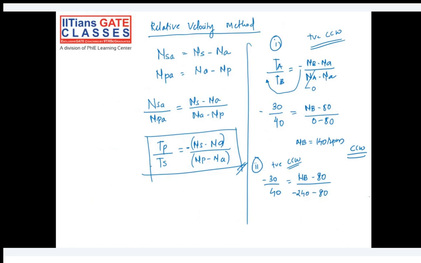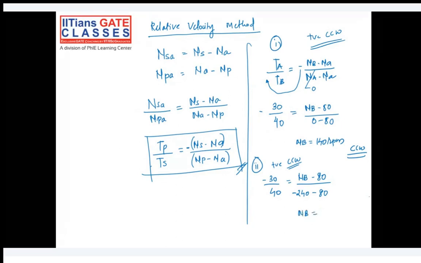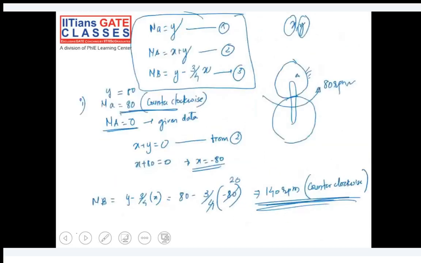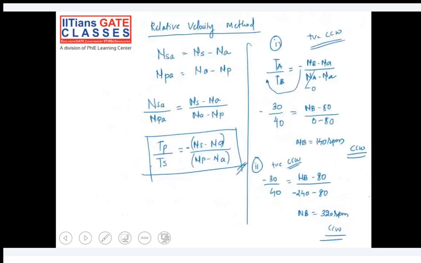Minus 30 into minus 320 divided by 40. And then if you add 80 to it, you will end up with 320 RPM. And you will get a positive answer here. Positive means counterclockwise. Okay, so you can still get the same answer. So if you remember this formula, the speed is inversely proportional to the number of teeth.